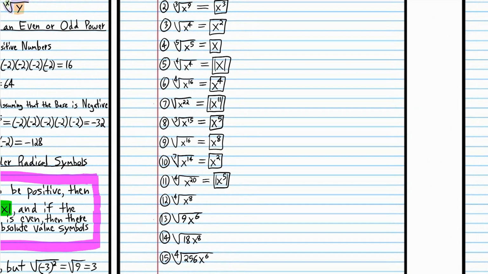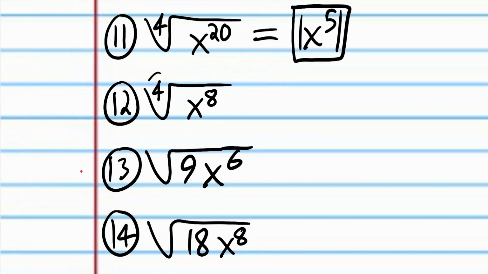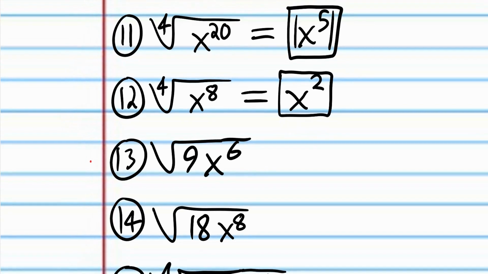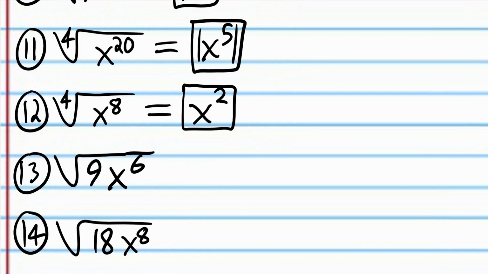All right, we're back. So the index is even, so we definitely need to worry about absolute value symbols. So we take the power of the radicand divided by the index, and we get x to the second power. But even if x is negative, it's just going to turn to positive once you raise it to the second power because it's an even power. So if you got those answers, good job.